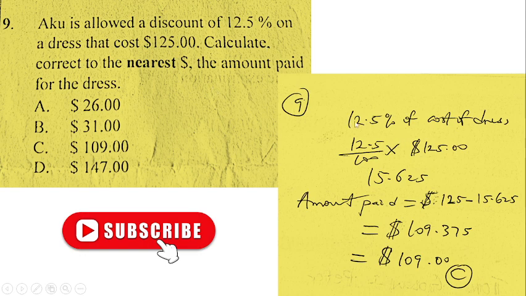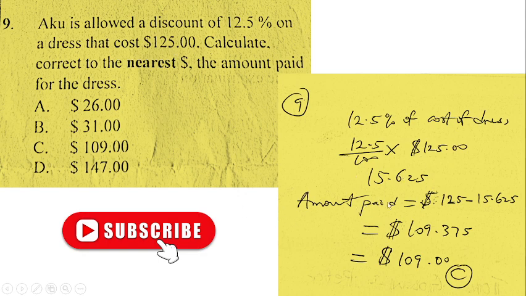So as I said here, 12.5% of the cost of the dress. So what's the cost of the dress? $125. So what is 12.5%? That's 12.5 over 100 times $125. So that will give us $15.625. Then that is the discount that will be removed from the cost of the dress.